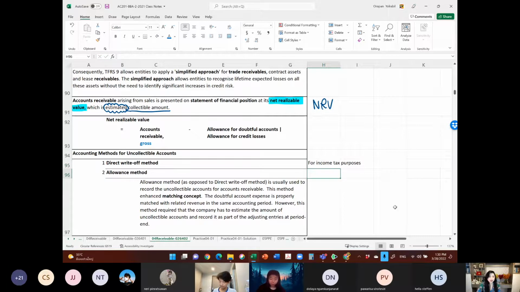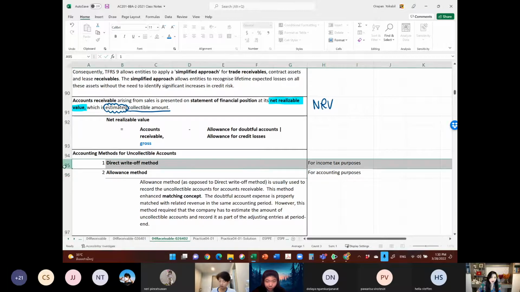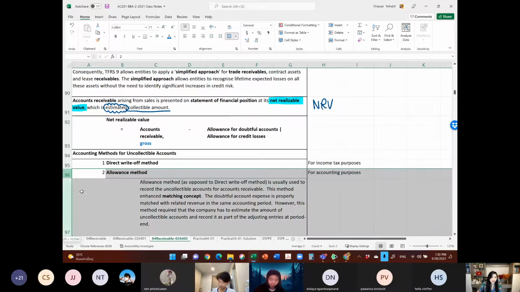And another one is called the allowance method. This is for accounting purposes. Okay, so direct write-off is for income tax purposes, and the allowance is for the accounting purposes.